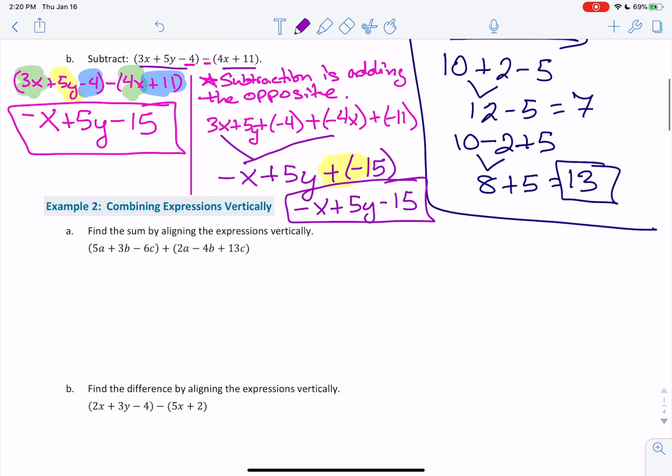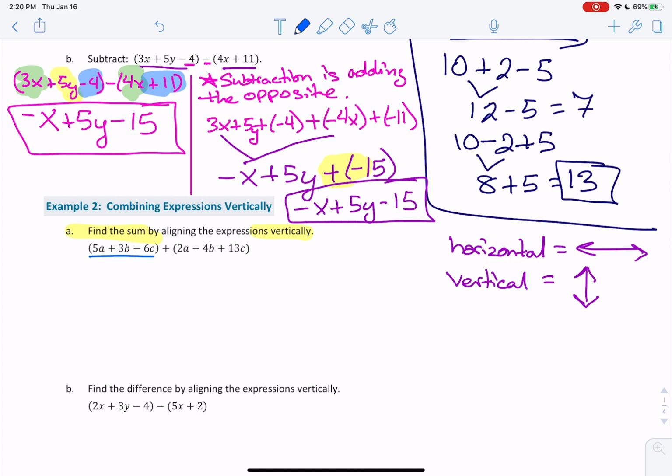Okay, example 2, combining expressions vertically. Now, if you'll recall, horizontal means side to side. So vertical means up and down. So it's kind of weird. They're saying we're going to solve this problem vertically, right? Find the sum vertically. So what does that mean?